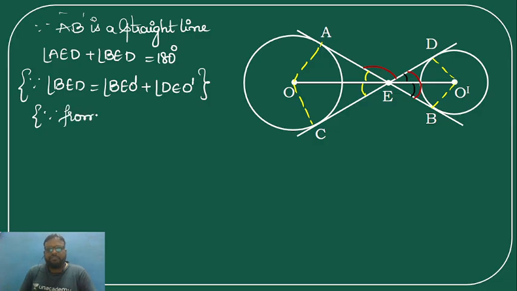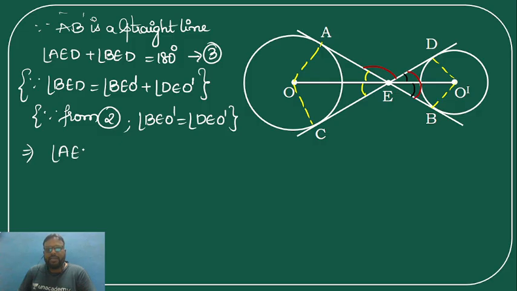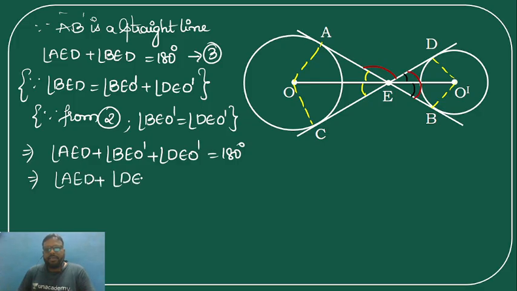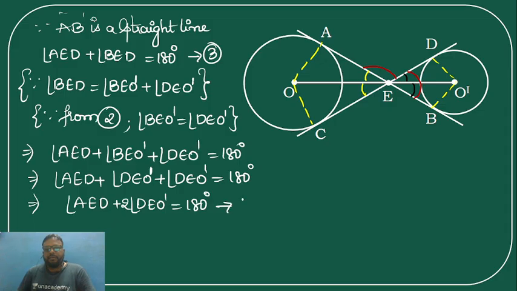Since from equation 2, angle BEO' is equal to angle DEO', right? So if suppose I name this as equation number 3, now how can I write this equation number 3? Angle AED plus, in the place of angle BED, I can write angle BEO' plus angle DEO' equal to 180. Right. Now, since here also we have BEO' is equal to DEO', in the place of this BEO', I will write the same thing, what I have here. So therefore, what I will get, angle AED plus angle DEO' plus angle DEO' equal to 180. So I got this as angle AED plus 2 angle DEO' equal to 180 degrees. It is equation number 4.